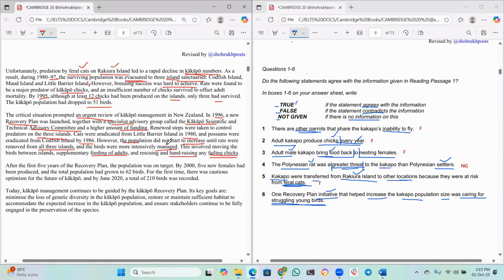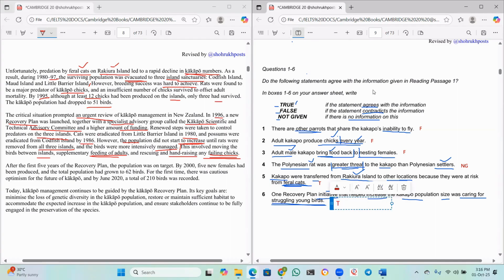See, here it says population did not start to increase until rats were removed from all three islands and birds were more extensively managed. So this involved moving the birds between islands, supplementary feeding of the adults, and rescuing and hand raising any failing chicks. Yes, so they have hand raised these chicks. Yeah, so this is one initiative which has helped to increase the population. Here he says population did not increase until rats were removed. It means once the rats were removed, the population has started to increase. Yes, so this is what we have to understand. And yeah, so the answer for this one would be true as well.